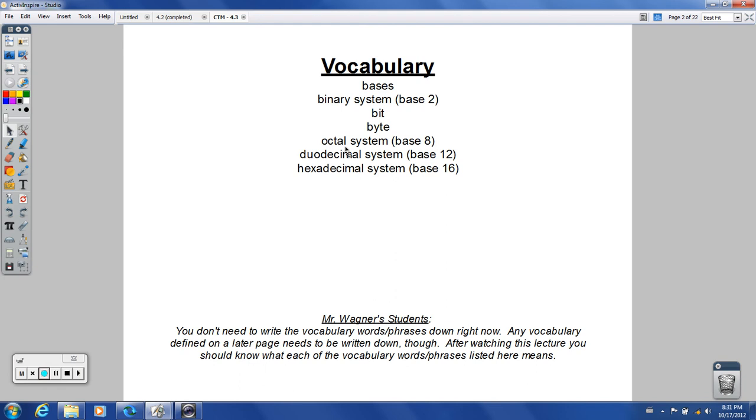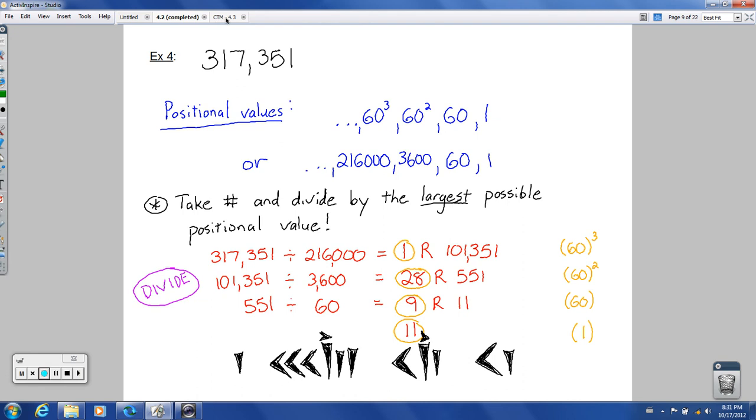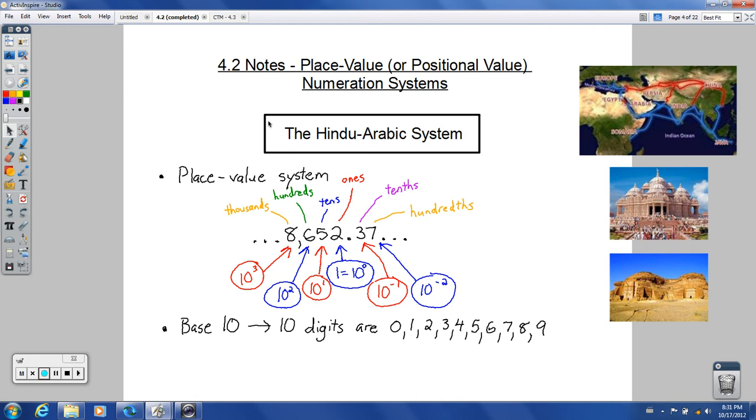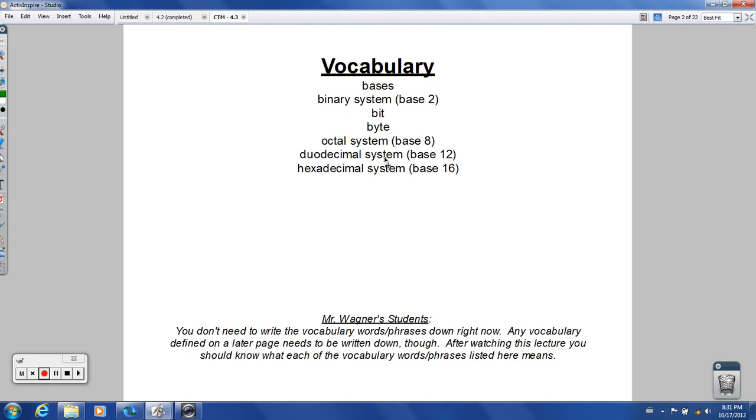Here's some new vocabulary for us. We've talked about some different bases. I'm going to refer a lot back to lesson 4.2. There's going to be a lot of connections, a lot of overlap with lesson 4.2. So this one, there's not really that much new stuff that you're learning. We're just going to practice with other bases, and I'll explain more about what I mean by that as we move on. So we're going to be learning all these different bases.